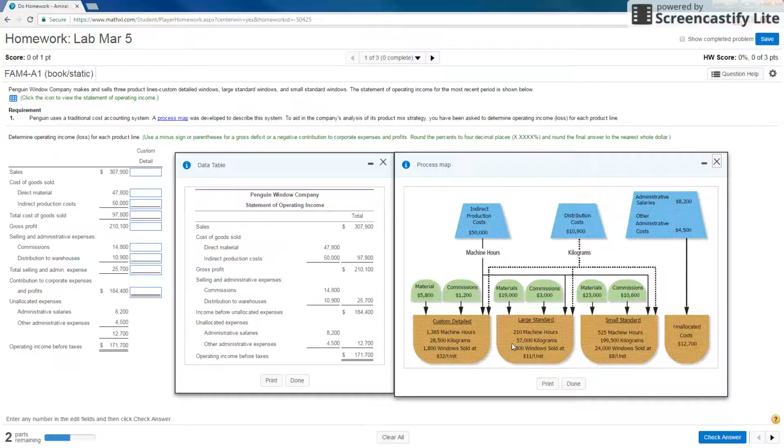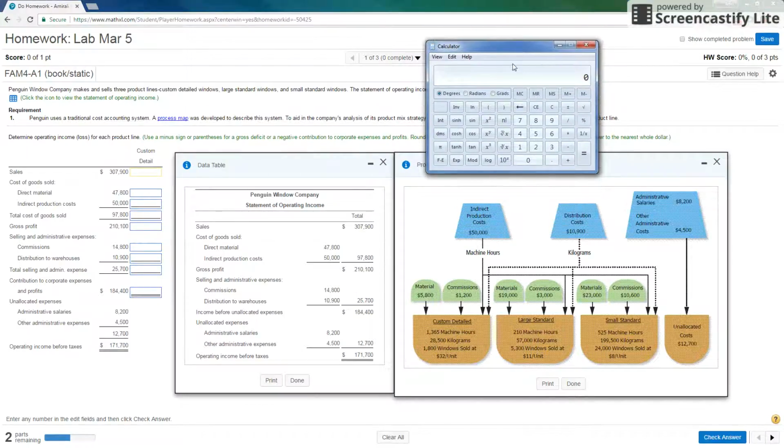map here. In the process map, we have direct cost for each of the products and some indirect costs that tell us which cost driver we should use to allocate the money. So let's start from here. They want us to calculate the sales for the custom detail. The custom detail product, we sold at $32 per unit, and we sold 1,800 of those. So we will calculate the number.